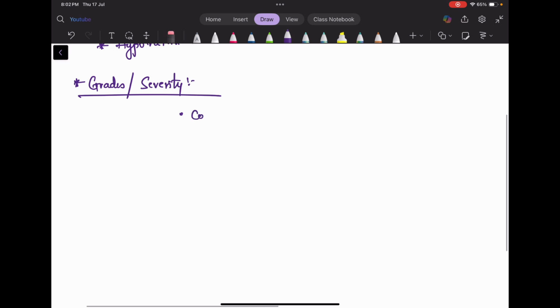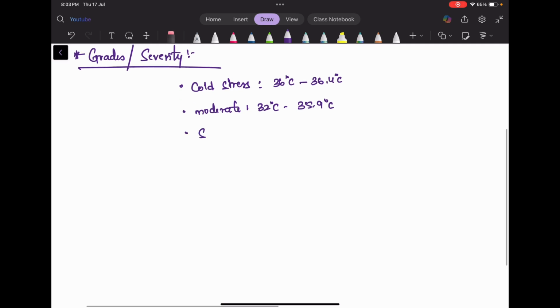There we have cold stress, which is 36 degrees Celsius to 36.4 degrees Celsius. Then we have moderate, 32 degrees Celsius to 35.9 degrees Celsius. Then we have severe, less than 32 degrees Celsius, right? Okay.